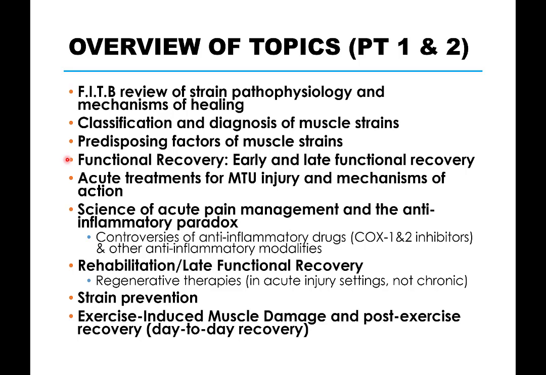So with that, we will talk about the concept of early and late functional recovery and how these two concepts are interrelated and how they influence the quality of healing and rate of rehabilitation back to return to sports status for an athlete. Then from there, we will have the major topic of part 1, which is acute treatments for muscle strains and the mechanisms underlying those treatments. In other words, our goal here is to understand the fundamental reason as to why we treat a muscle strain the way we do in the acute immediate phase.